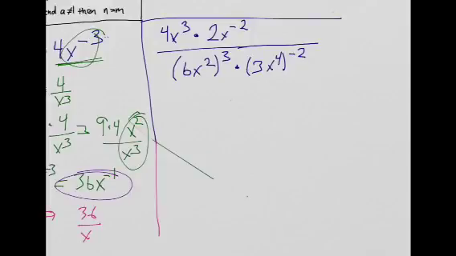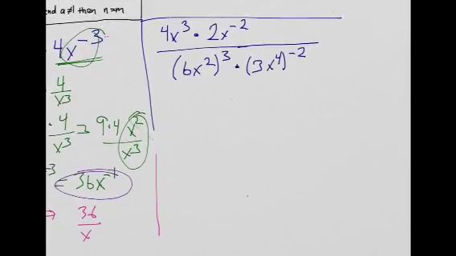Last one over here. 4x to the third times 2x to the negative second over 6x squared all to the third power times 3x to the fourth raised to the negative second power. This is getting a bit absurd. Hey, I like absurd. So, what can we do?